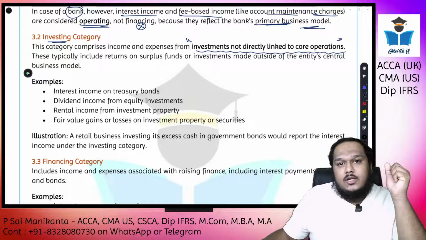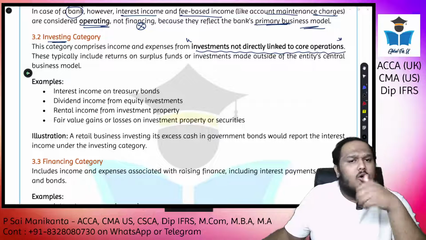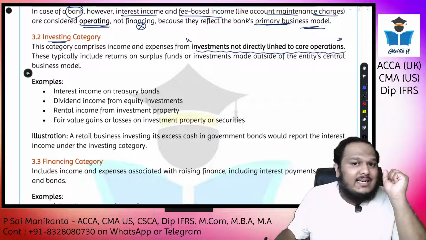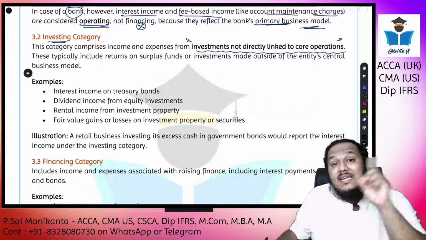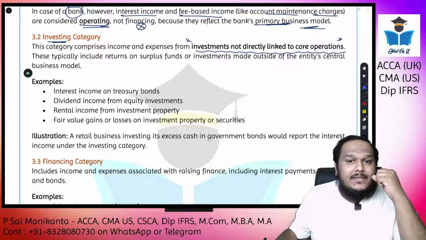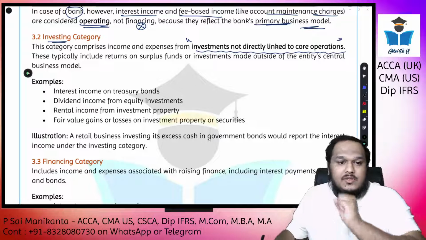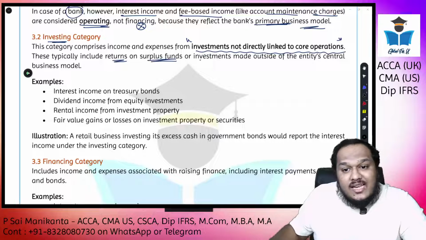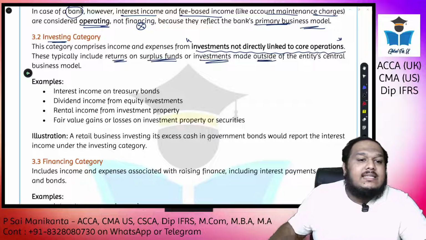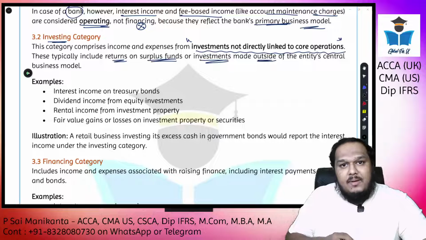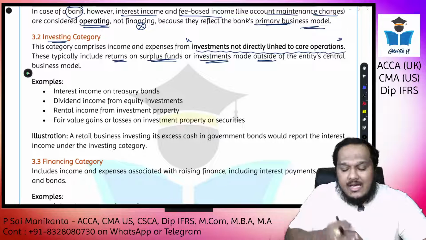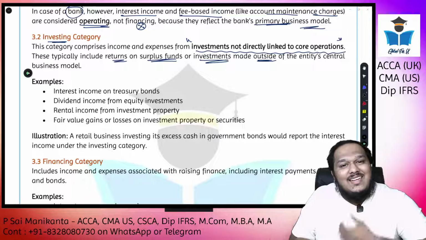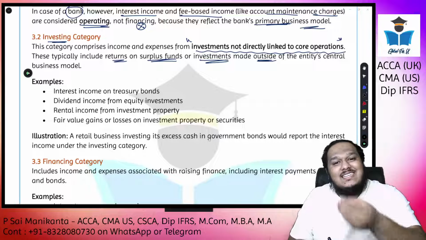They made a fixed deposit, or they purchased some corporate bond, whatever it is. Now they are getting some interest on that. That is an investing category item. Sir, bank is getting an interest. That is an operating category item. So it depends on the nature of the business, right? So this typically includes returns on the surplus funds or investments made outside the entity's central business model. Sir, for example, if I'm talking about a mutual fund company, investing is their major area of business. For an investment company, for a mutual fund, investing is the main source of business.